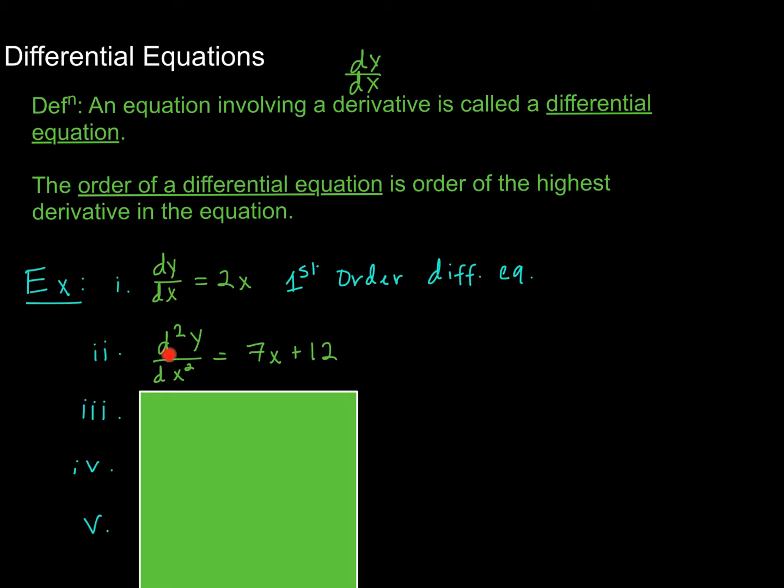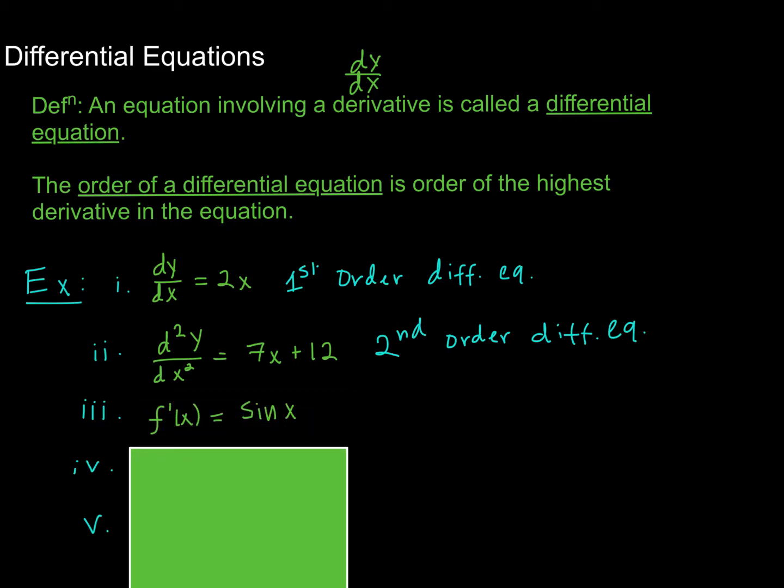Here we have the second derivative of y with respect to x, which is equal to 7x plus 12, and that is a second order differential equation. So far, nothing too crazy here. Now here is another way of writing the derivative, as we've seen, we use this a lot. F prime of x is equal to sine of x. Here our differential equation involves the first derivative, so again, a first order differential equation.